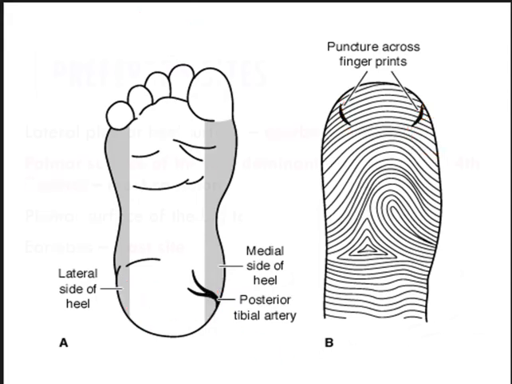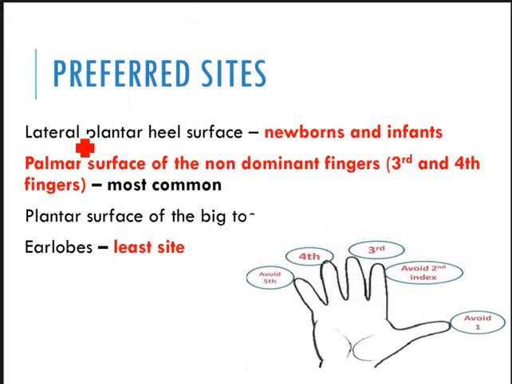Okay, go. Now, next, we have our preferred sites. So, what is the most preferred sites? Now, as what I've said, lateral plantar heel surface for newborns and infants. We have the palmar surface of the non-dominant fingers. Now we have our third and fourth finger, which is fingers which are the most common.